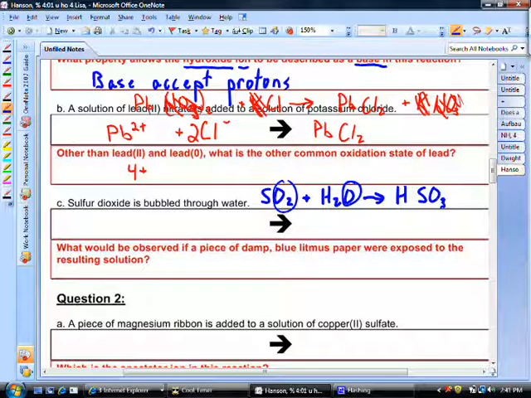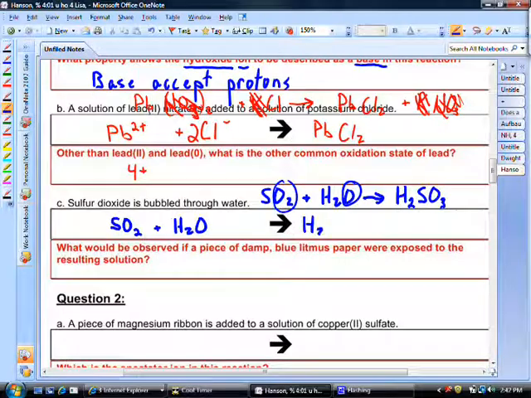So the net ionic equation is going to be SO2 plus H2O, and because this is a weak acid, it's going to stay together in aqueous solution, and so it's balanced. That is the net ionic equation.